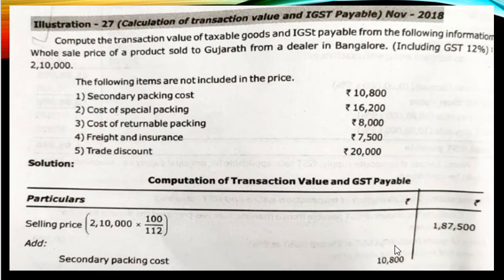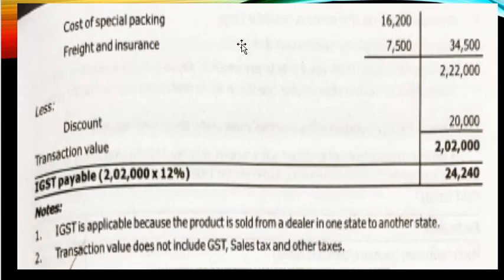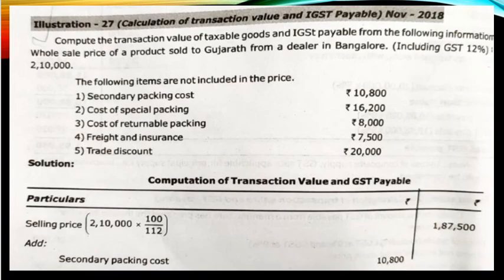1,87,500. Now we will add the items which are not included in the price: secondary packaging, cost of special packing, cost of returnable packing. In this calculation, the cost of returnable packing will not be taken up here, because I have already told why it will not be included: it is the packing done for goods which are returned. In the selling price, only the expenses incurred with the selling of the goods will be added up. Any cost spent on returnable goods will not be added to the selling price.